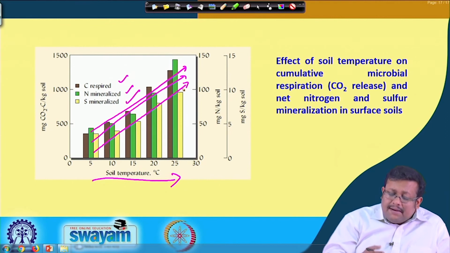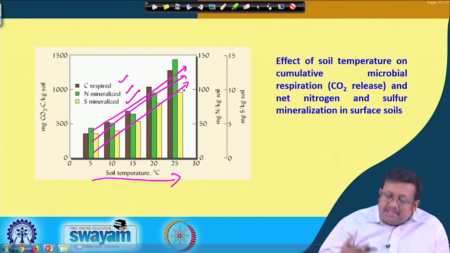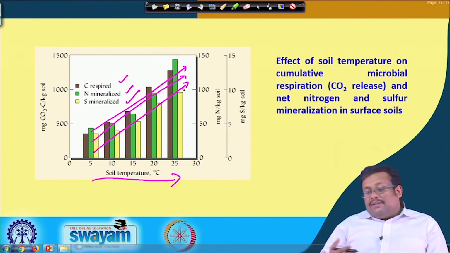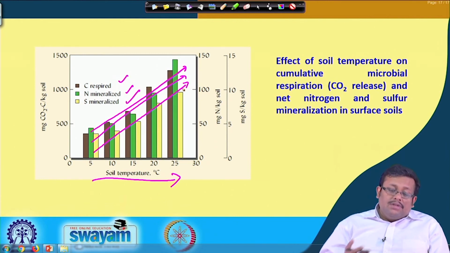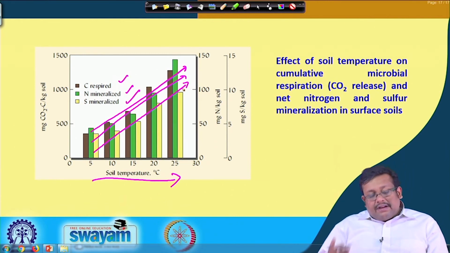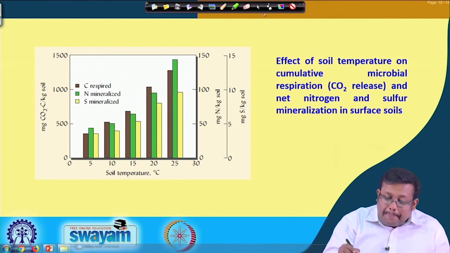These are basically microbial respiration or carbon dioxide release, and net nitrogen and sulfur mineralization in surface soil. So basically, as the temperature increases, the microbial respiration or carbon dioxide release also increases. Not only carbon dioxide release, but also the associated processes like nitrogen mineralization and sulfur mineralization increase.